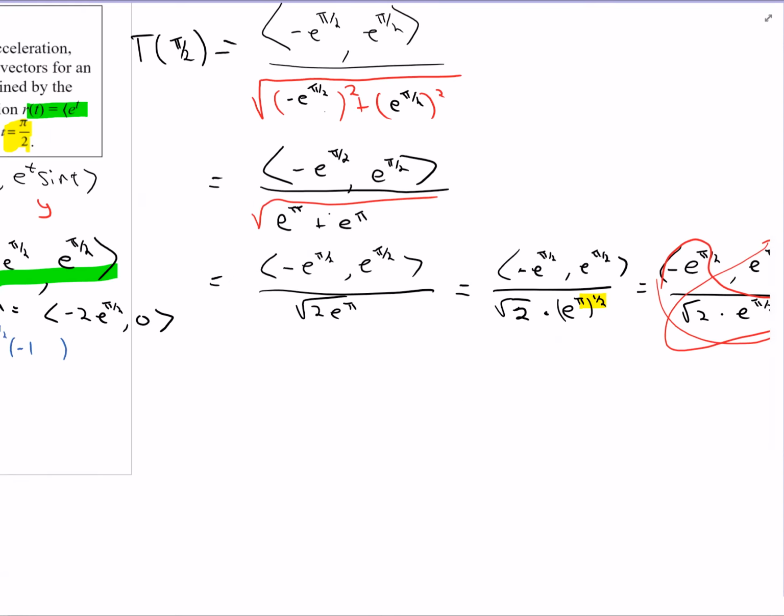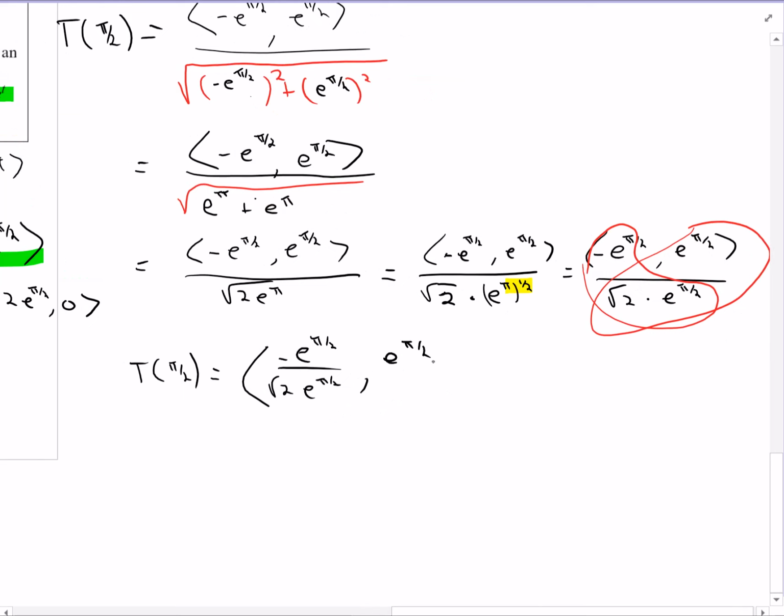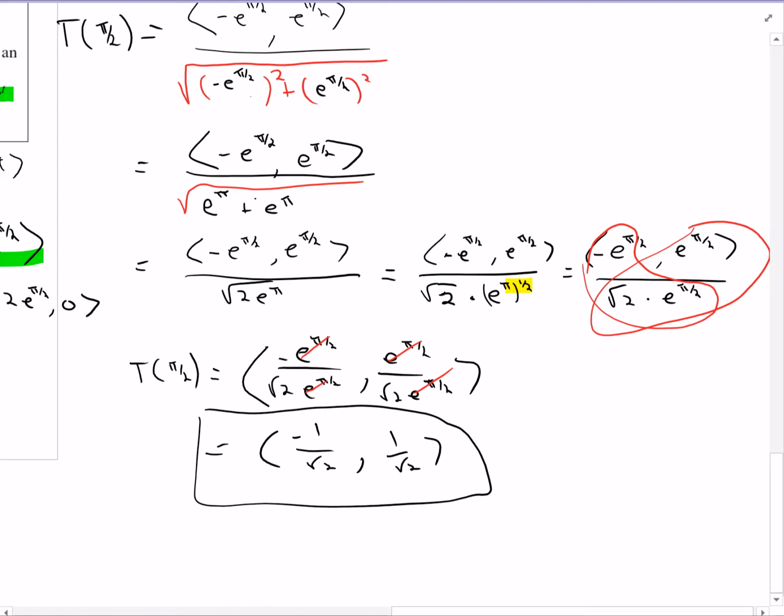So our tangent vector at pi over 2 is going to equal negative e to the pi over 2 over root 2 e to the pi over 2, comma, e to the pi over 2 divided by root 2 e to the pi over 2. You can see that this is going to cancel with that, and this is going to cancel with that, so we'll be left with negative 1 over root 2, comma, 1 over root 2, and that is going to be the tangent vector. All right. We can also talk about a normal vector. It's pretty complex, but it's not undoable.